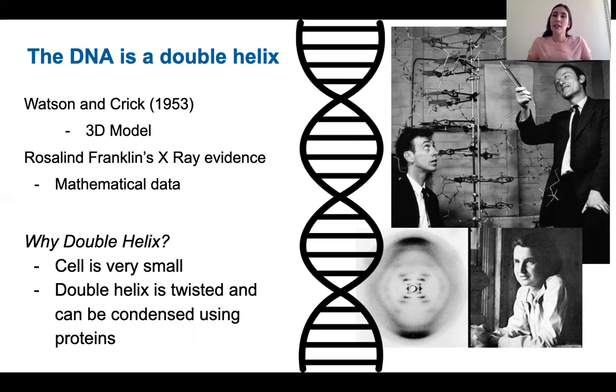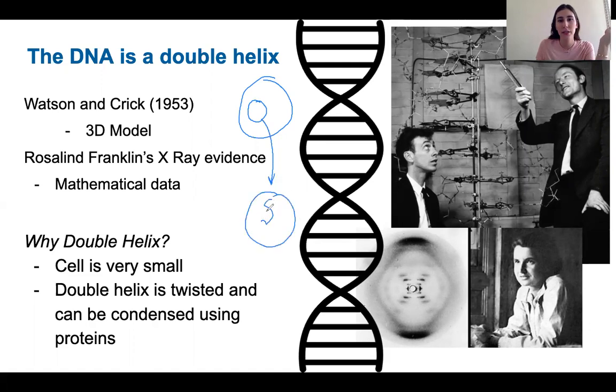Now, why is the DNA in a double helix? Why does it have this shape? What's the significance? Let's think about this. We know that the cell is extremely tiny. If we go back to how cells look, we have the cell, and inside the cell, we have the nucleus. If we zoom in on the nucleus, we would see all of these spaghetti-like looking structures, which is basically the DNA.